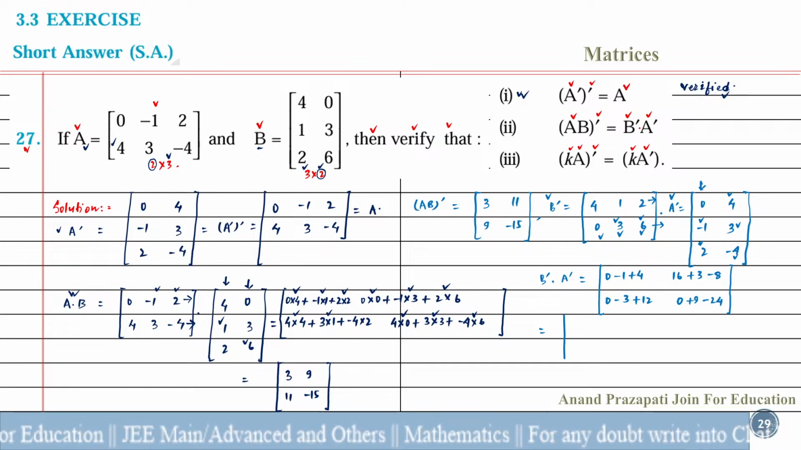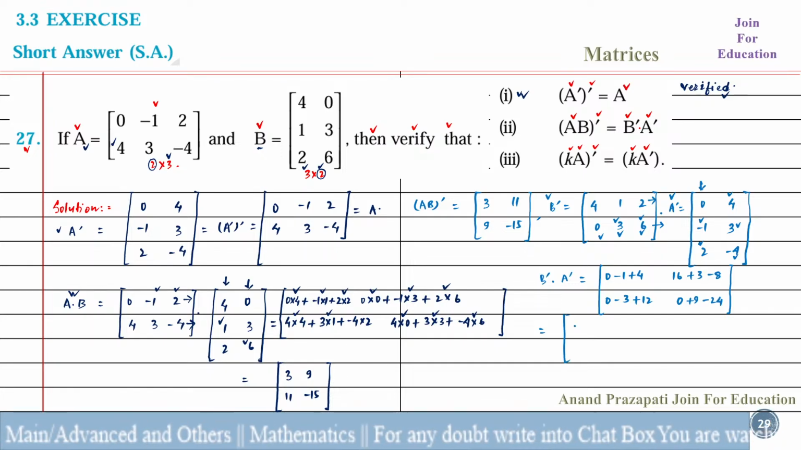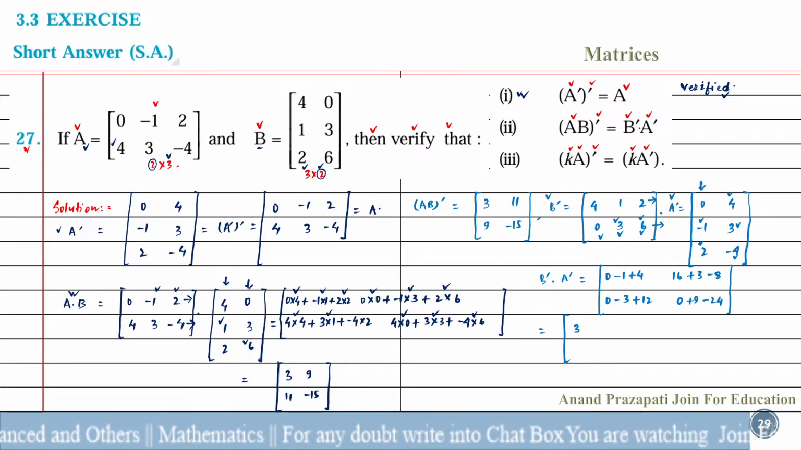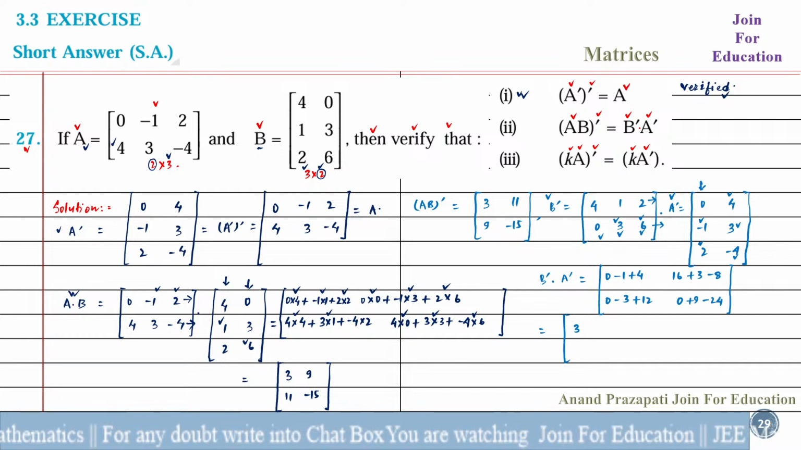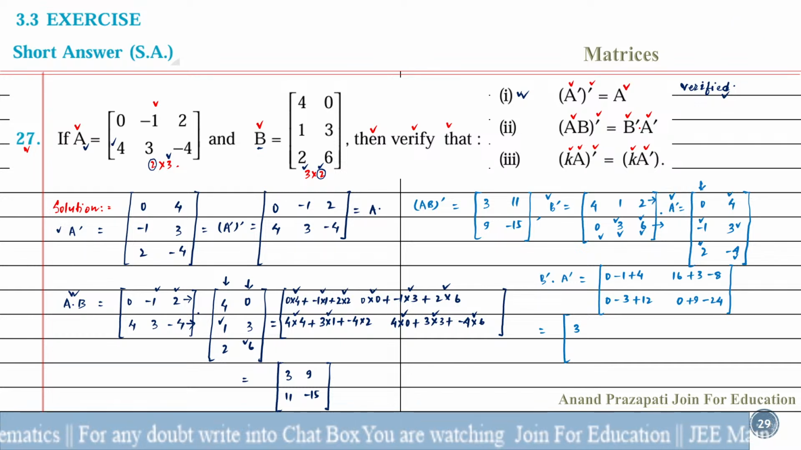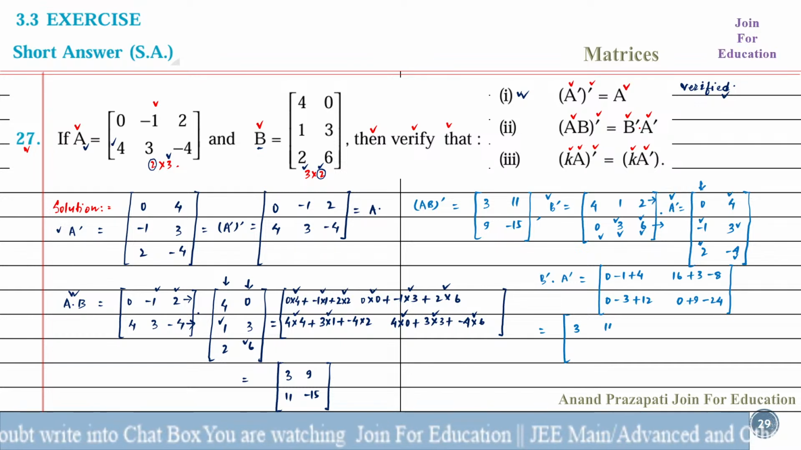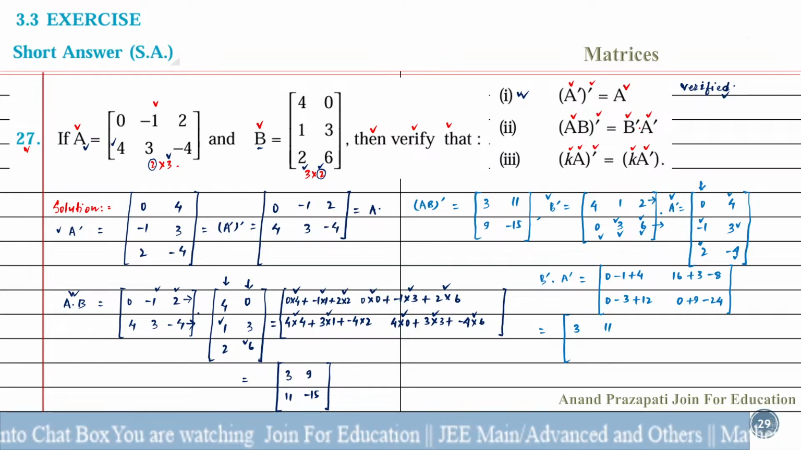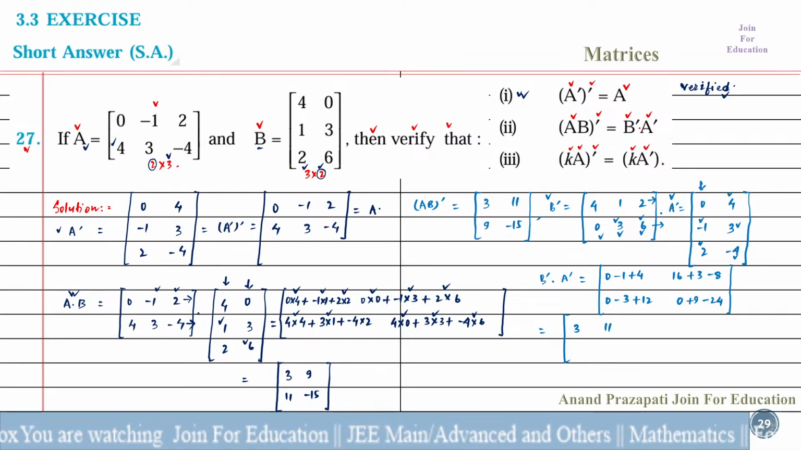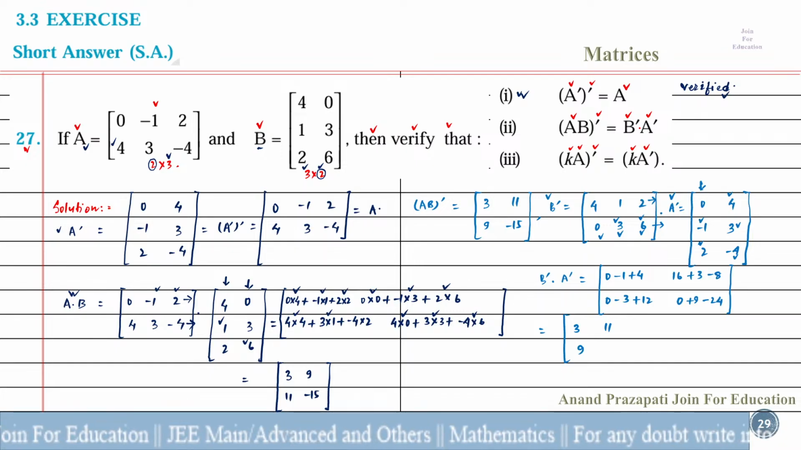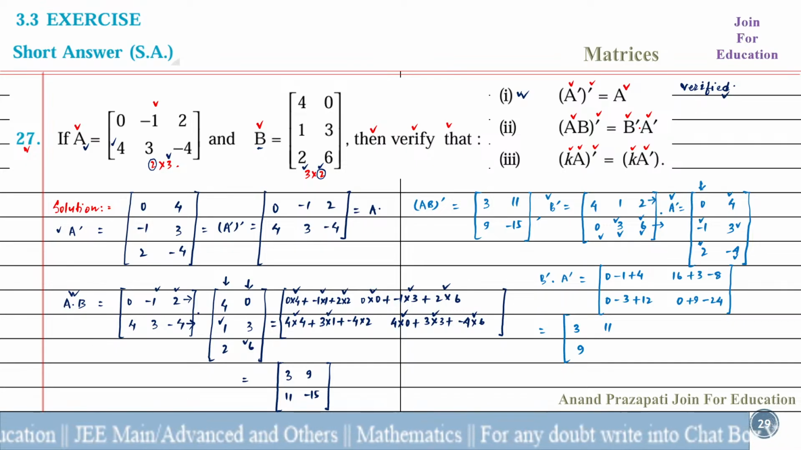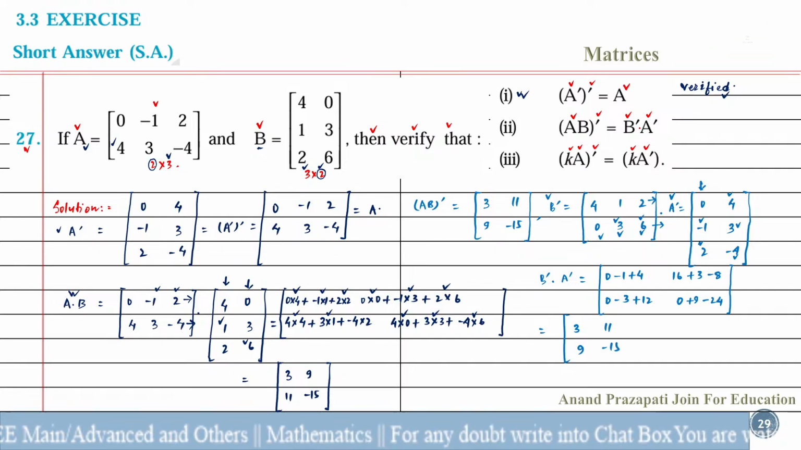Equal to 3 and here will be 11 and here will be 9 and here will be minus 15.